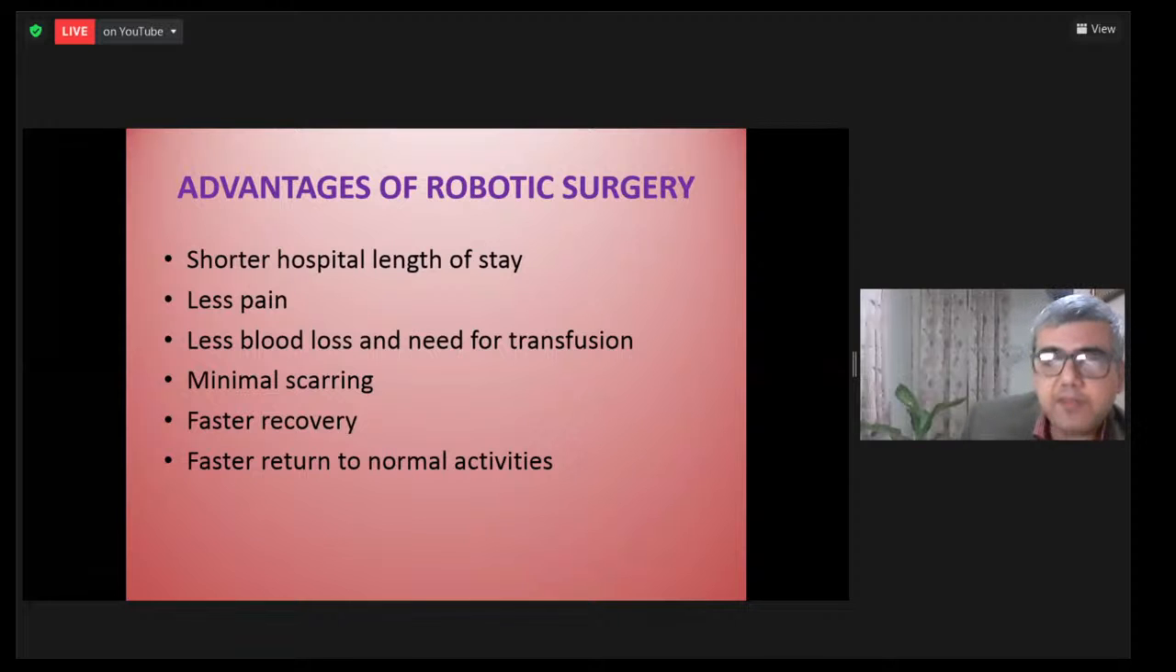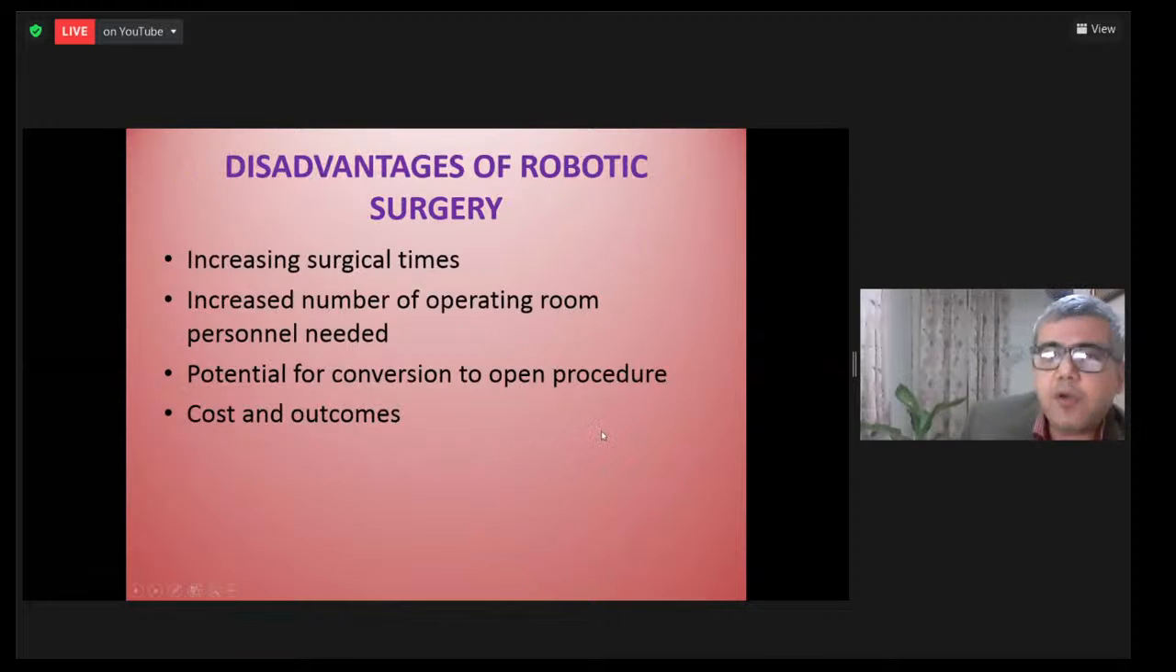However, it has certain disadvantages also, because this surgery has an increased learning curve. Initially there may be increased surgical times, and you may require an increased number of operating room personnel for positioning of the patient and for docking of the robot. There are chances that in spite of using all the robotic instruments, an end-to-end conversion to an open procedure may be required.